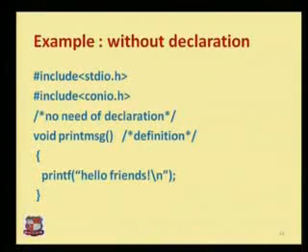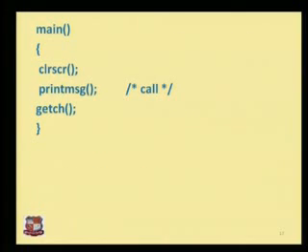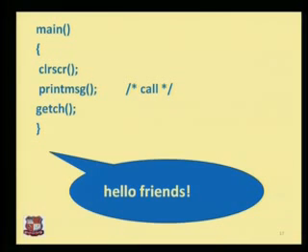Here is an example, the same example we had seen. In the particular definition, we have defined hello friends, and we call print message. In that call, in print msg, we are not defining any type of values or parameters. So the function does not have any parameters, and the function will not return any value. So it will print the same hello friends to the output.